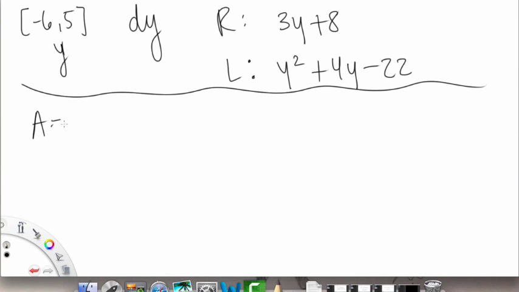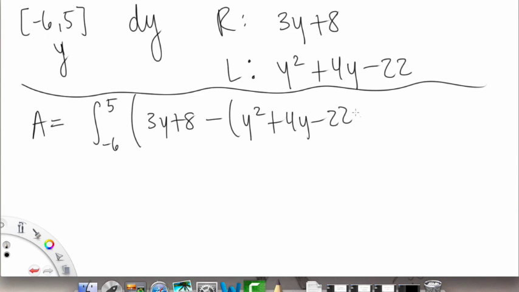So the area is going to equal the integral from negative 6 up to 5, and then we're going to do right minus left, so 3y plus 8 minus left, which is minus y squared plus 4y minus 22, and then our dy at the end there. Okay, so let's go ahead and simplify.